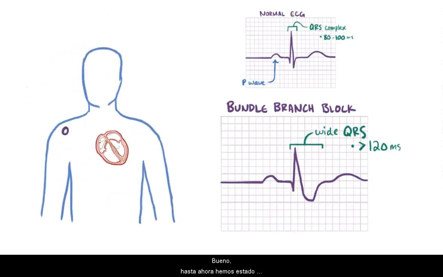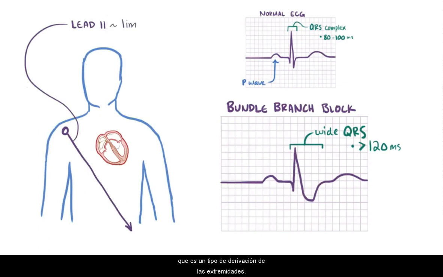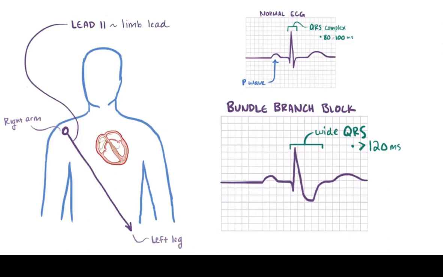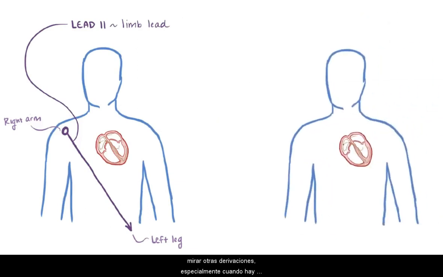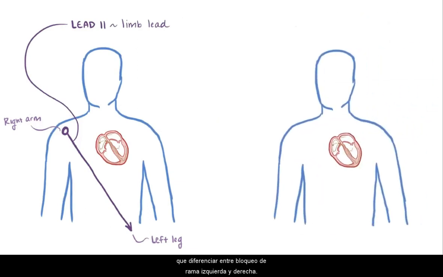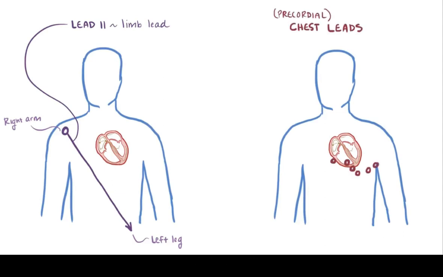Okay, so far we've been looking at a relatively common view of the heart, called lead 2, which is a type of limb lead, since we get it by attaching leads to the right arm and left leg, both of which are limbs. Even though this lead can give us some solid information, it's often helpful to use other leads as well, especially when differentiating between left and right bundle branch block. The chest or precordial leads are really useful for doing just that.